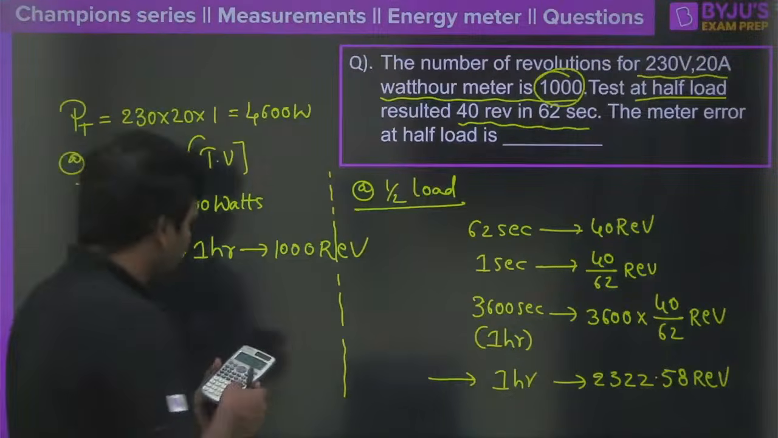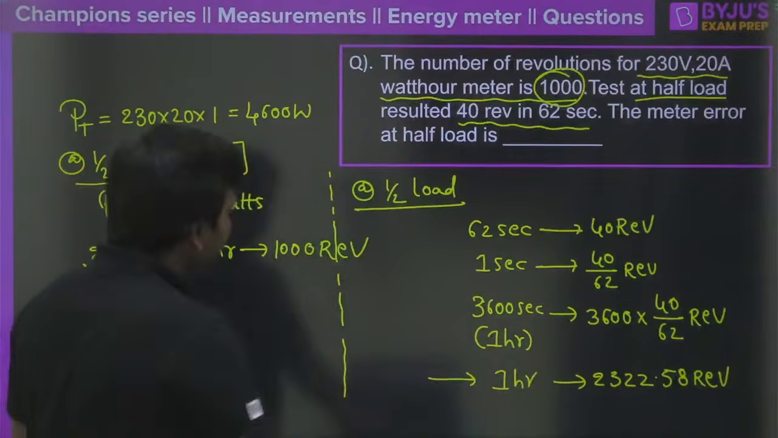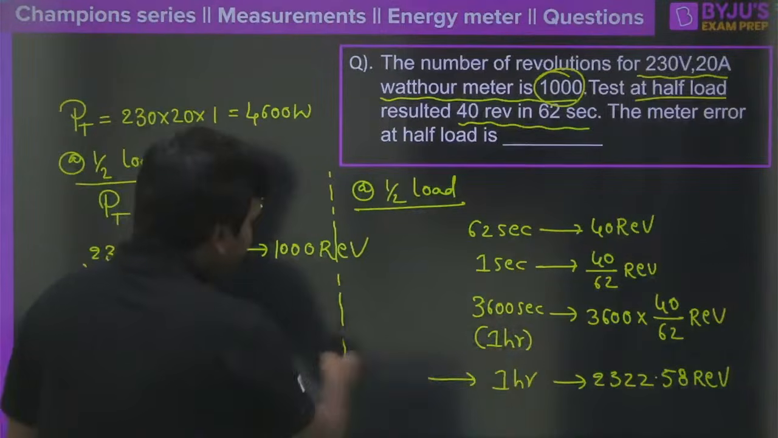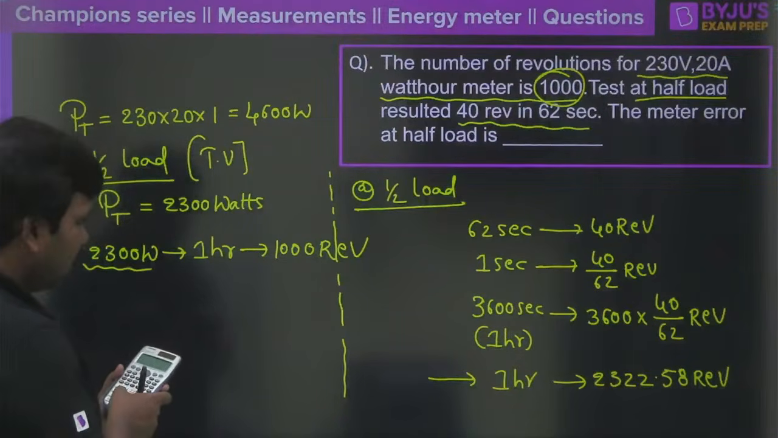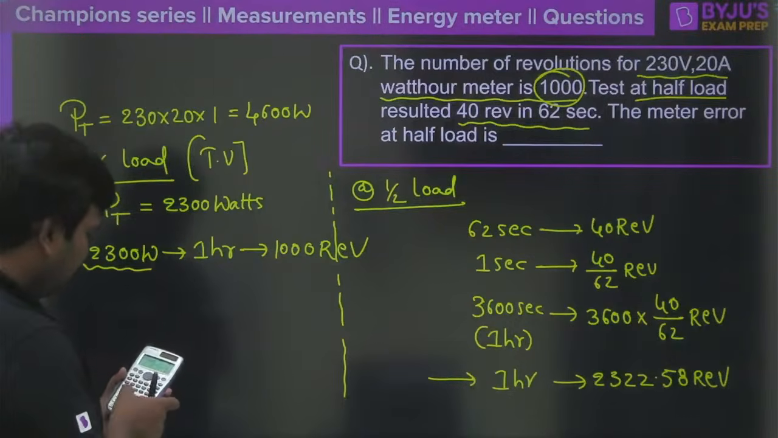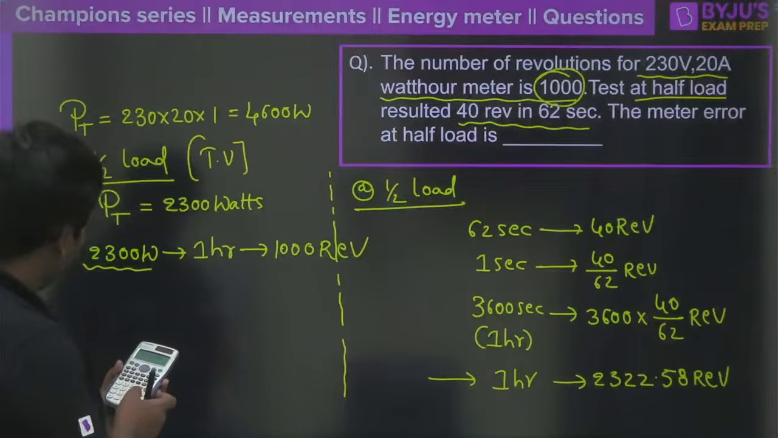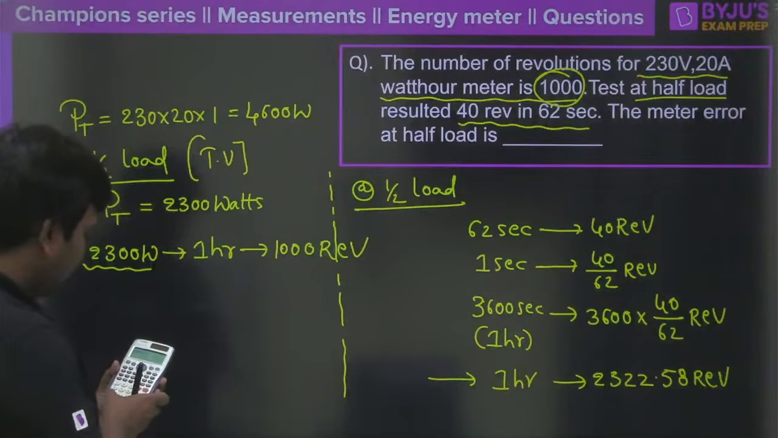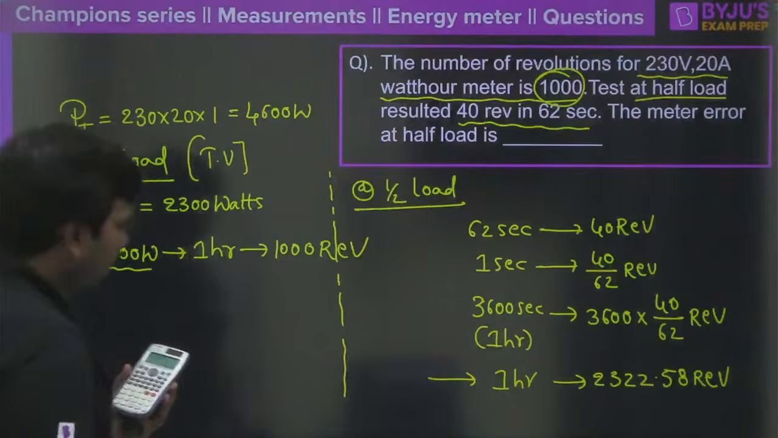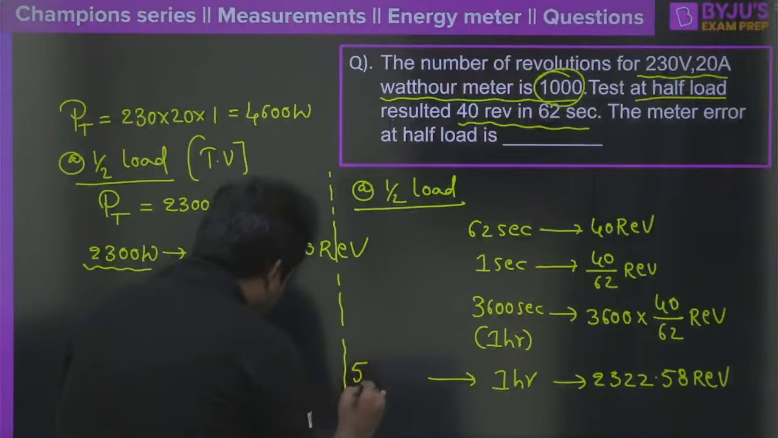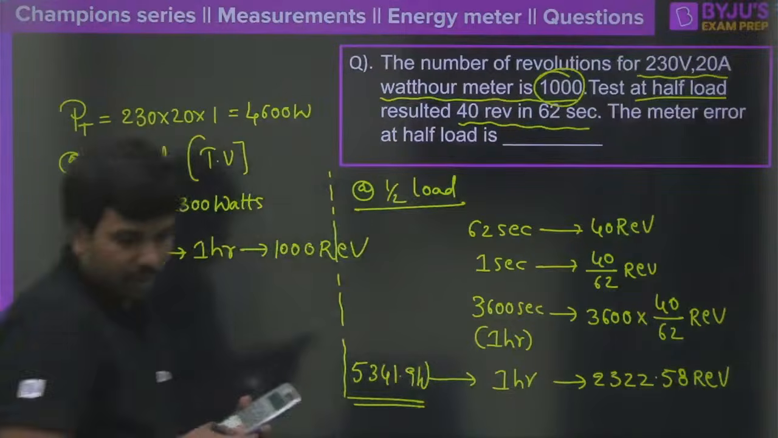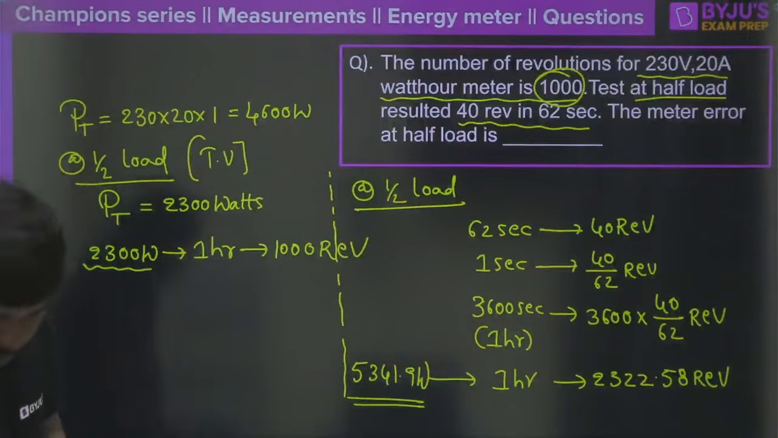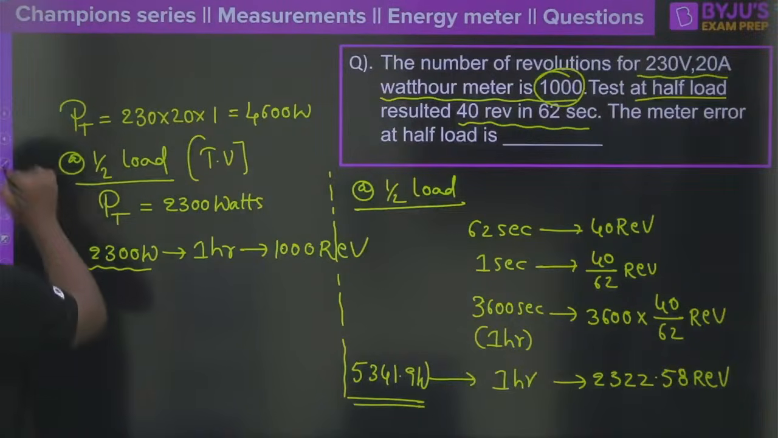So it will show the power, because 1000 revolutions means 2300 watts. So how can I write this now? 2322.58 into 2300, divided by 1000, that will be 5341.9 watts. Look at that, whether this is correct or not. Every one of you, yes, very good, 5341.9. So this is the indicated power now, correct?